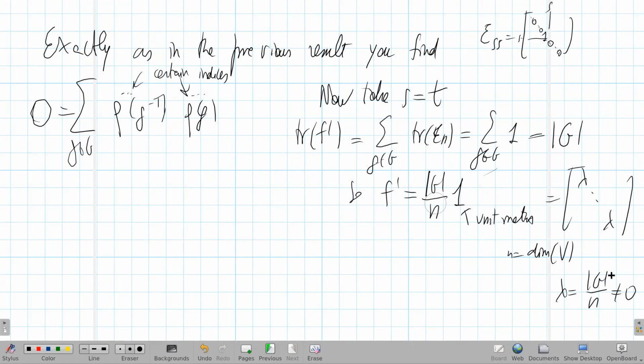Okay, so we know this, and now we are going to see what the consequence is. What we do is take an index k and apply this product here: rho G inverse, ESS, rho G, and we'll see what happens.